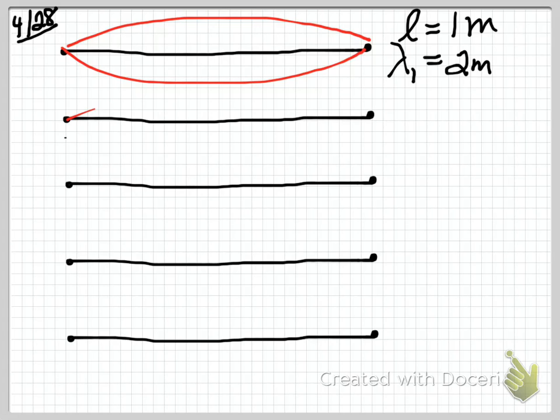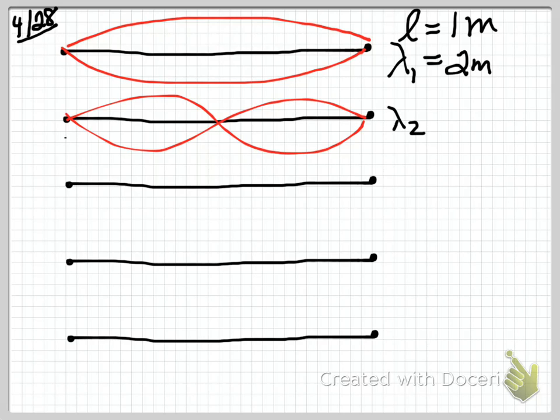And for the second one, I'm drawing these badly, we said that lambda 2 was equal to what? Length. Yeah, it's equal to the length, so it's equal to 1 meter. And for lambda 3, this is the hardest one for me to draw.